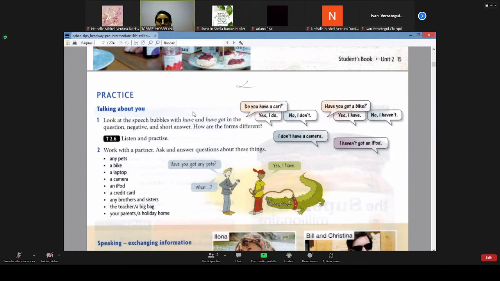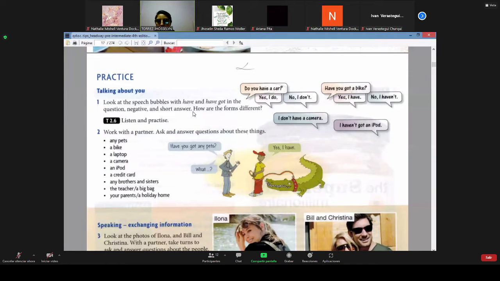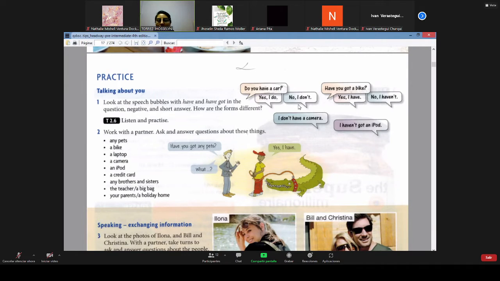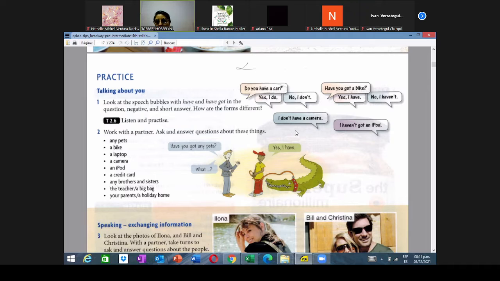Okay. Please, students, we are doing exercise 1. Look at the speech bubbles with have and have got, right? In the questions, negative and short answers. Can you look at these speech bubbles? Let's see. We have, for example, the first question, do you have a car, right? And also we have short answers. Yes, I do. No, I don't. The next, have you got a bike? Yes, I have. No, I haven't. And also we have negative sentences. I don't have a camera. I haven't got an iPod, right?